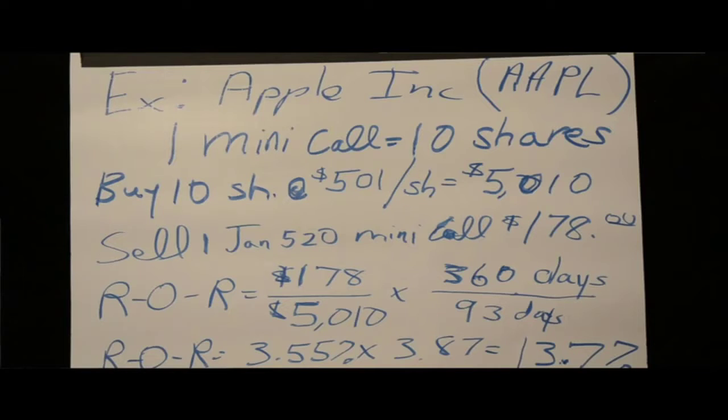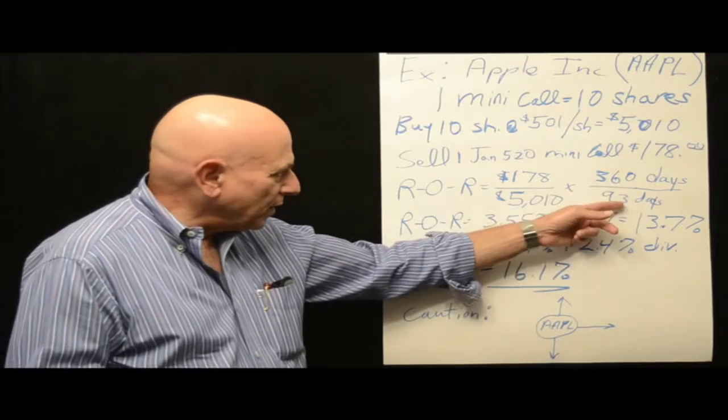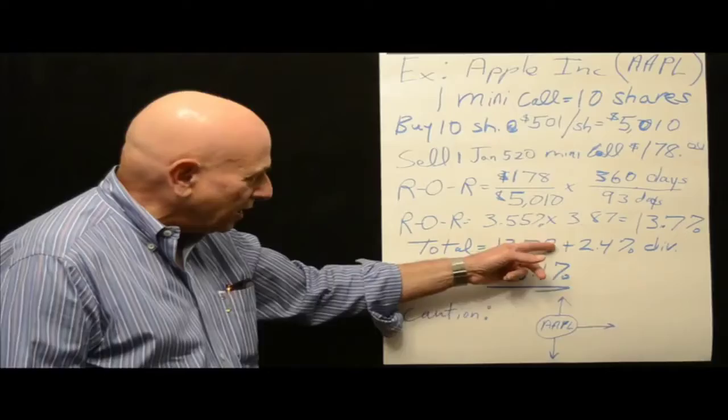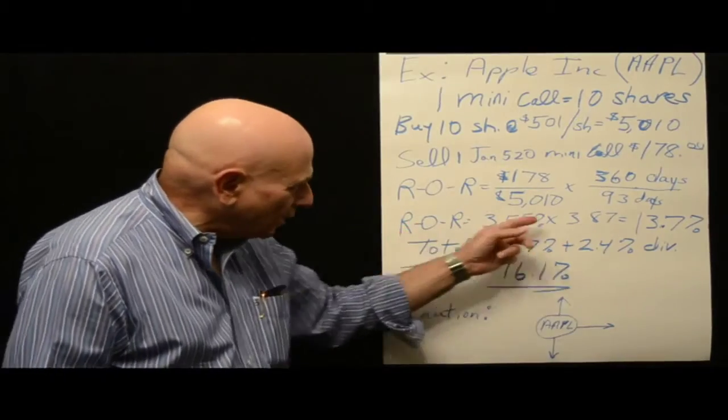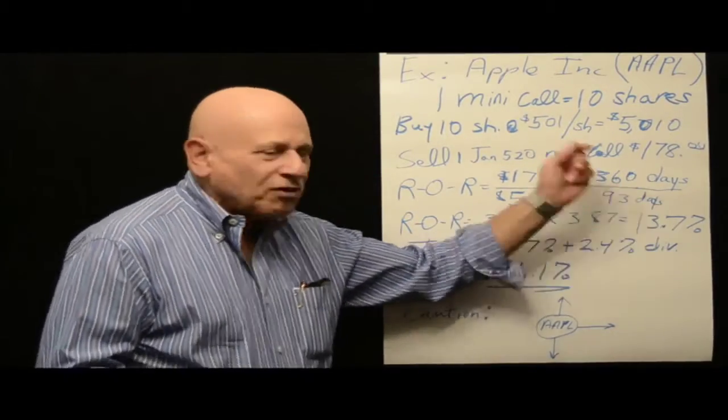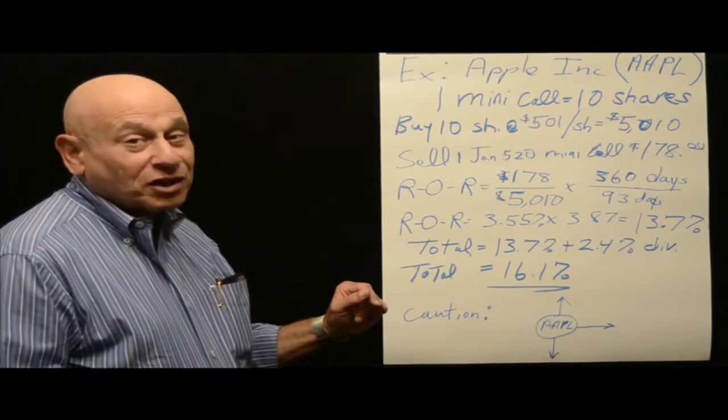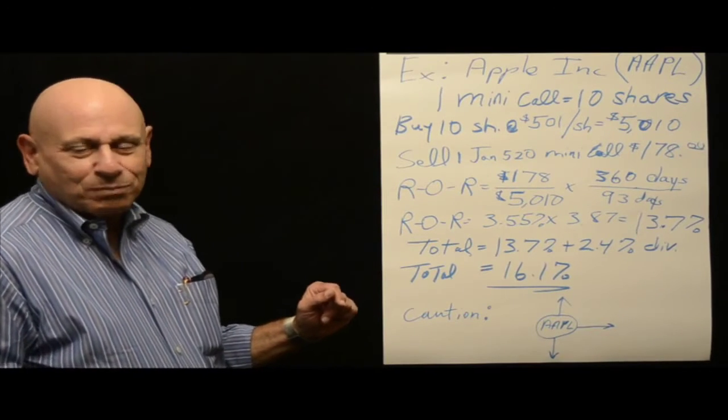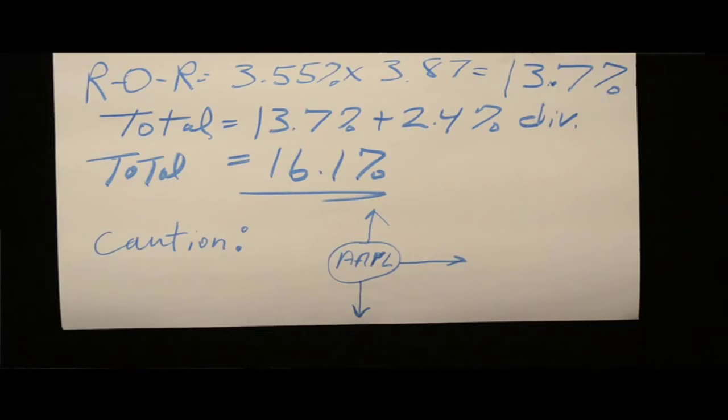So the rate of return is 3.55%. That's 178 divided by $5,010. Simple division. And then you divide 93 into 360. That's 3.87. You multiply this through. That's 13.7%. Nice hunk of rate of return. Sure beats 1% in a CD, doesn't it? But then you're not done yet.